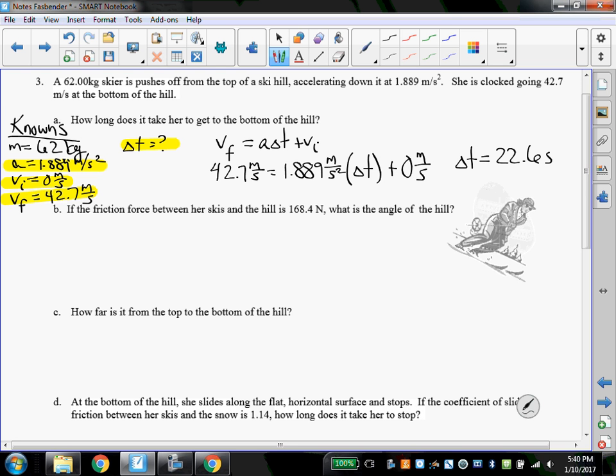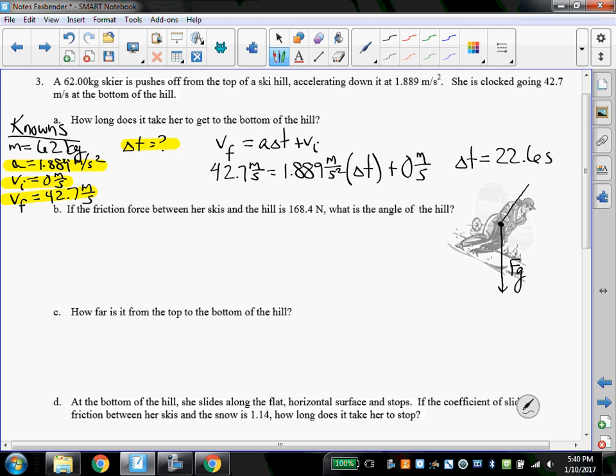Part B. If the friction force between her skis and the hill is 168.4 newtons, what is the angle of the hill? So this is now talking about forces. So we've got a lovely picture of this lady. Let's draw a quick force diagram.